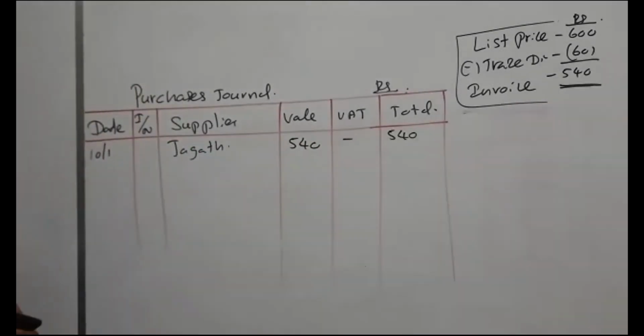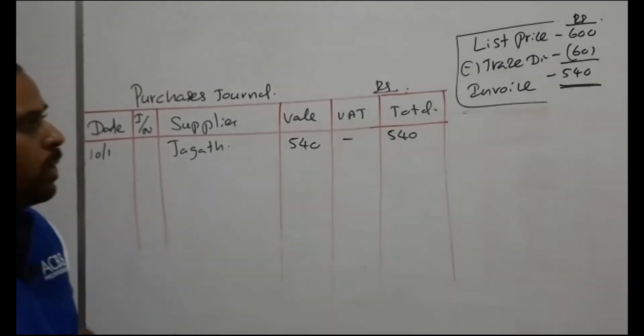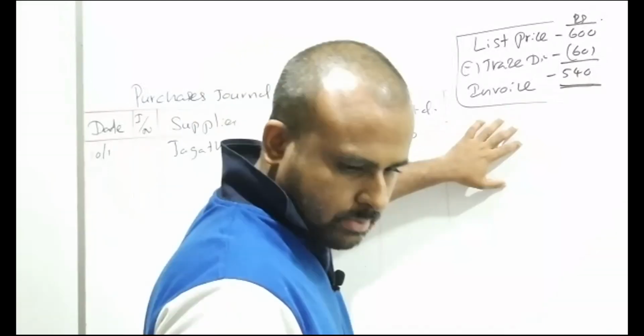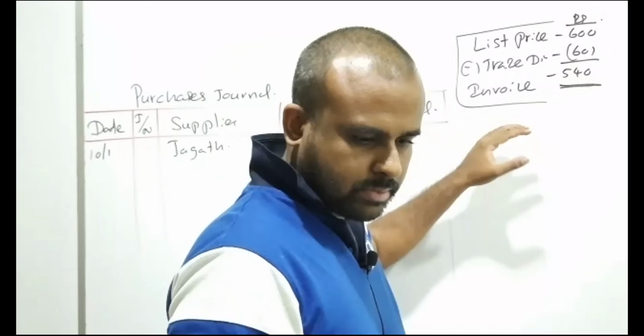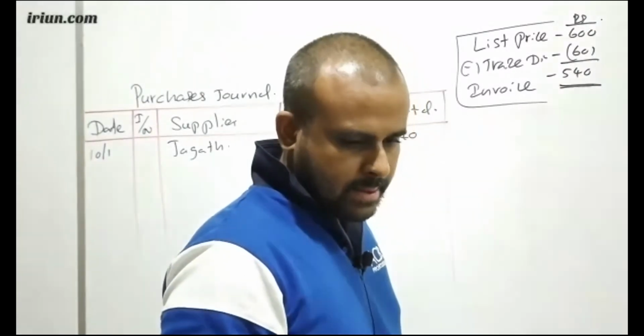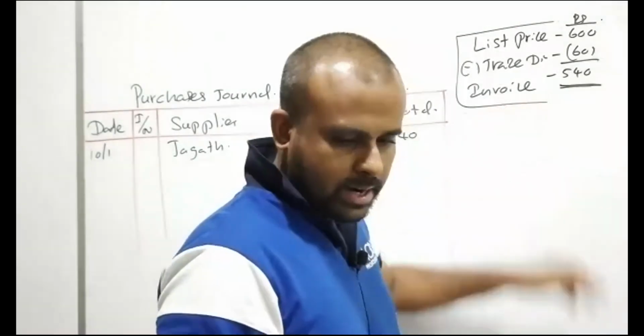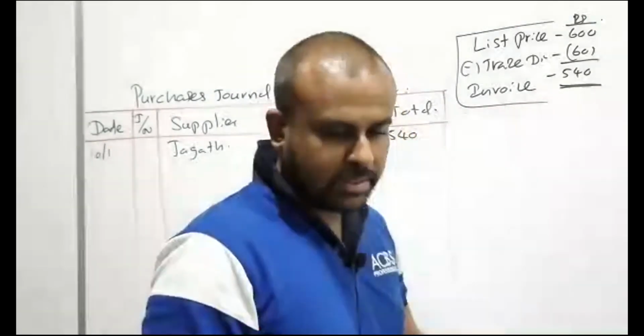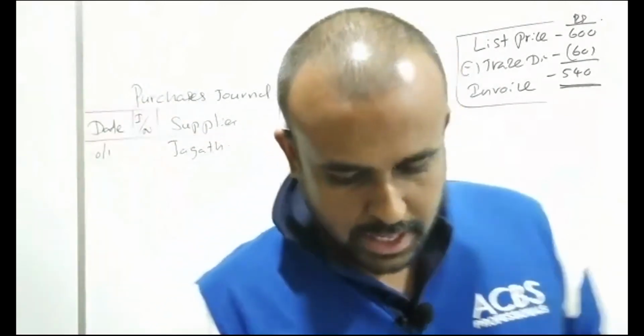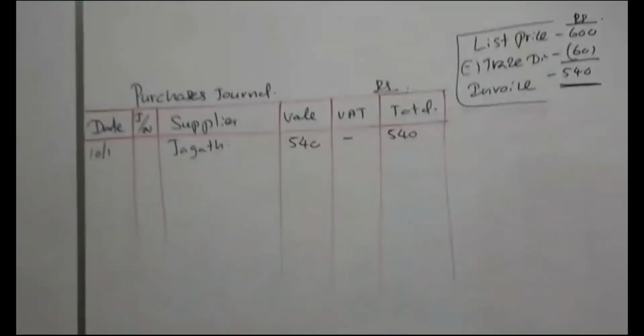The recorded invoice price is 540,000. Invoice price of 540,000. Right. Do the first thing.